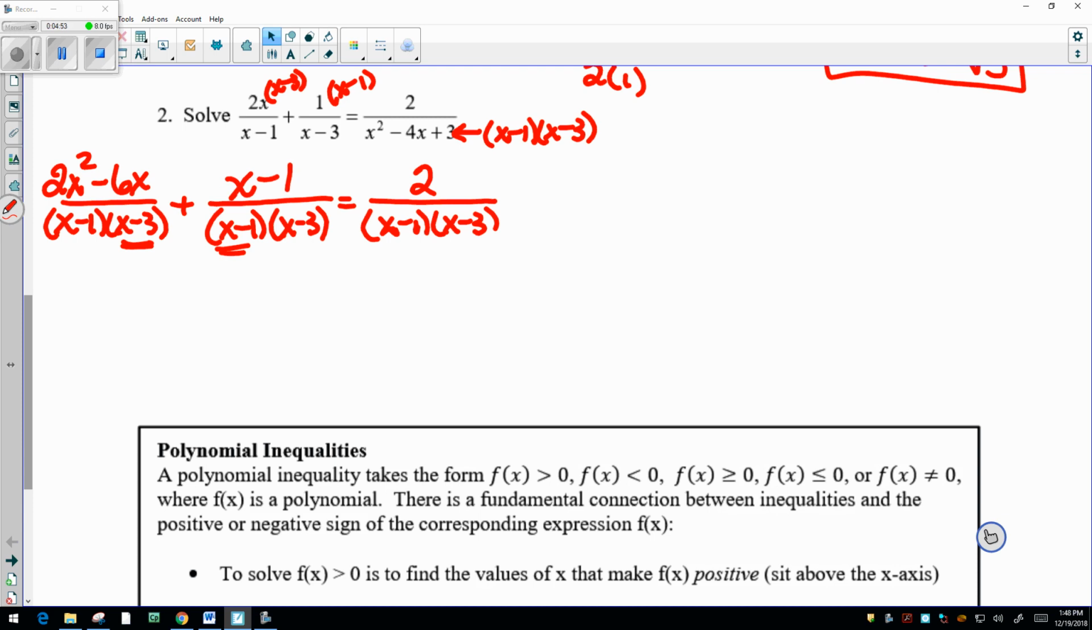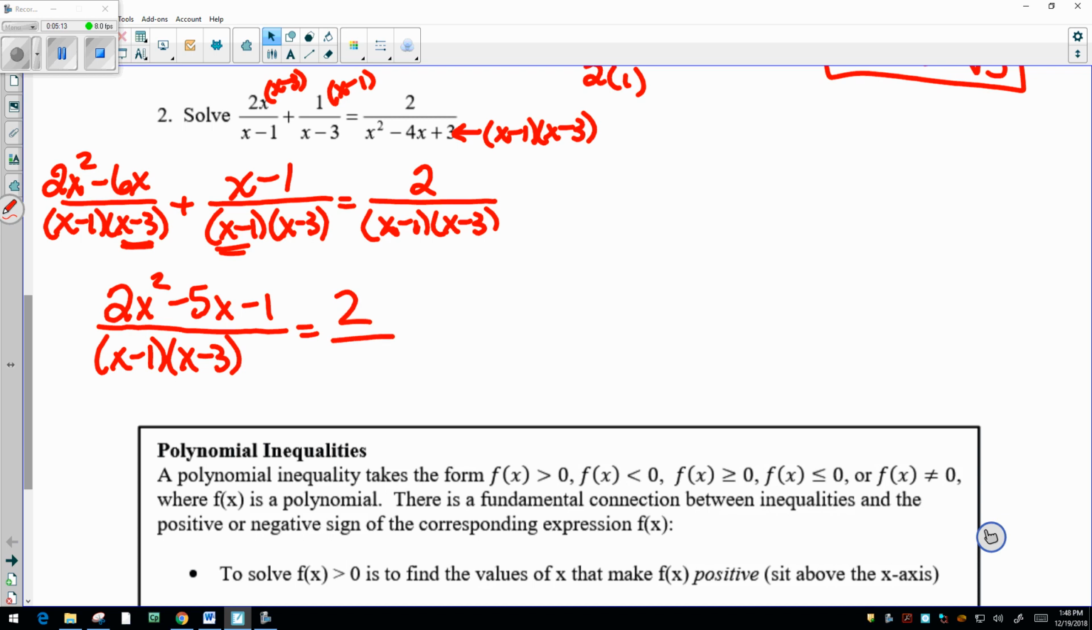Okay, so now that our denominators are the same, that means I could combine everything. So I would have 2x squared, a negative 6x, positive 1x, so I have a negative 5x minus 1 all over our common denominator. And it's going to equal 2 over the common denominator.